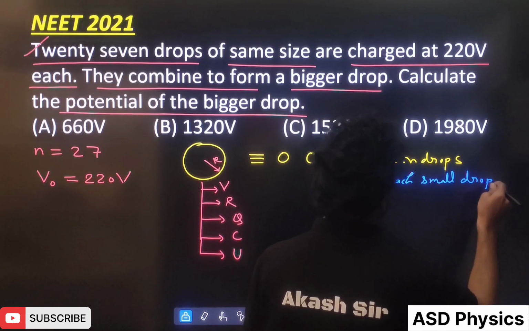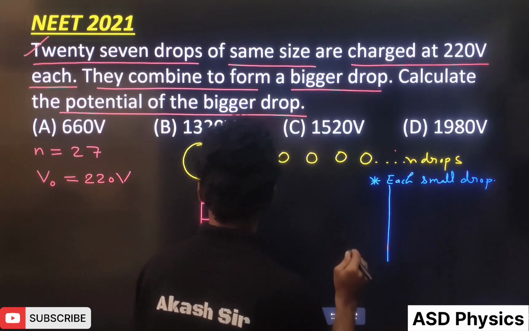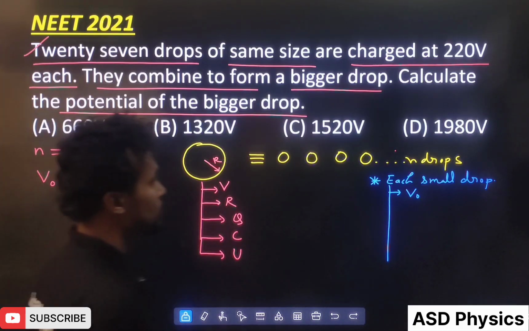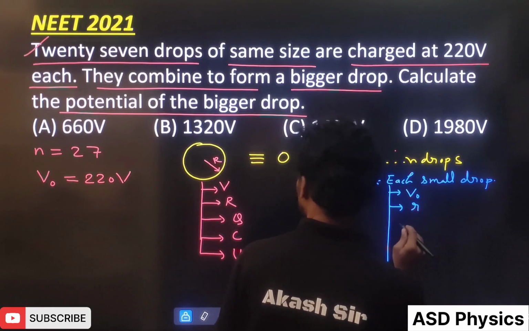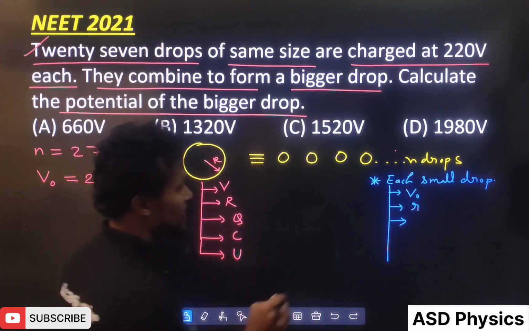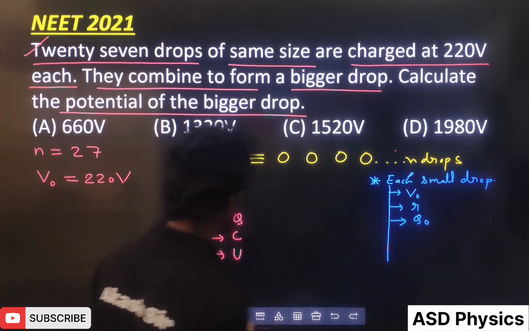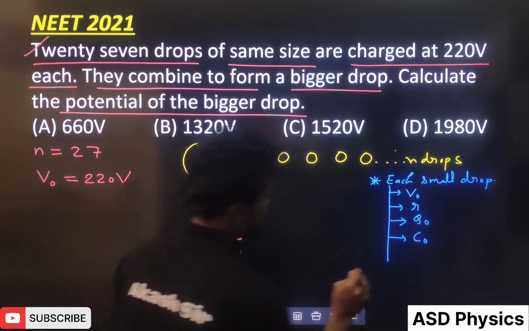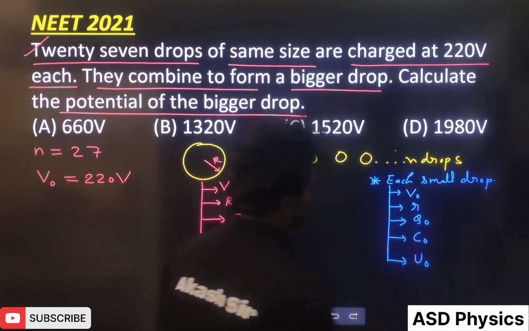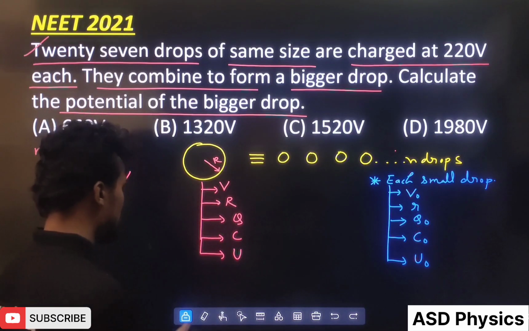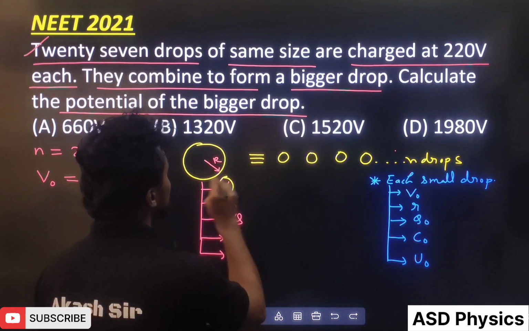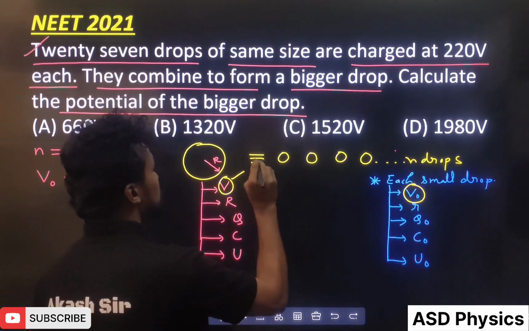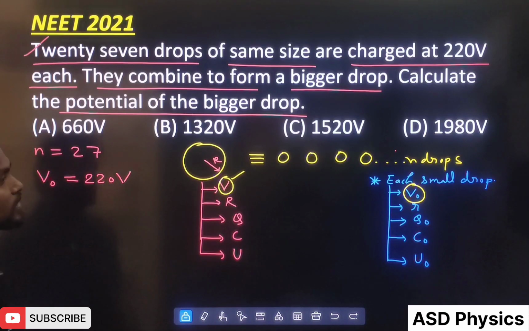Here students, if I talk about each small drop, let's take the potential as V0. Here I have taken V0 as 220 volt. Radius how much? Small r. Next one, charge. Let's take the charge as Q0. After that, capacitance is C0. And energy, let's take U0. So all these things we are going to compare, and according to the question, in the question V0 is given and we have to calculate the V. I hope all these things are very clear.